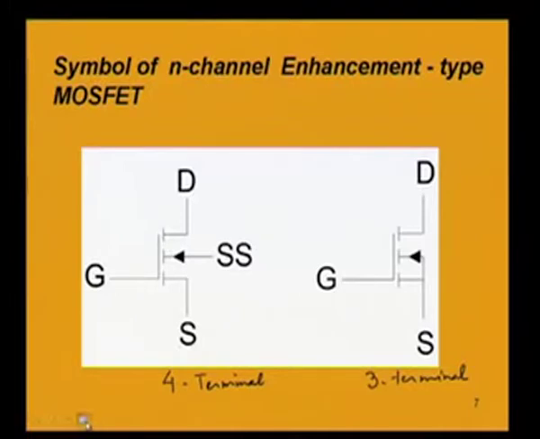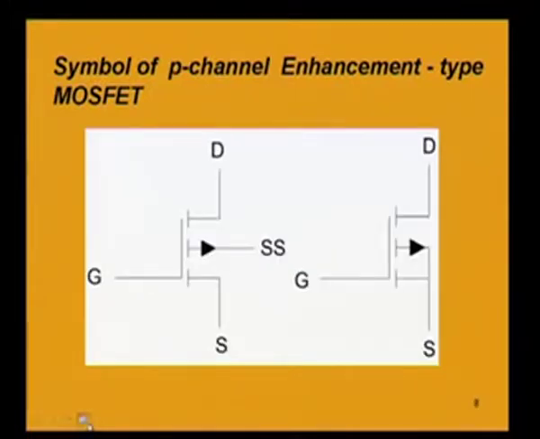Now, the symbol for P channel enhancement type MOSFET, others being same, only the direction of the arrow, because it is a P channel means the substrate is N. So, the current direction is from P to N, and this is the 4 terminal, this is the 3 terminal symbol.